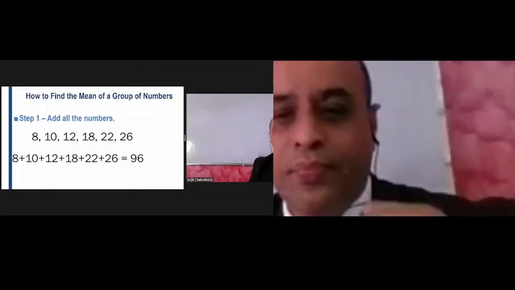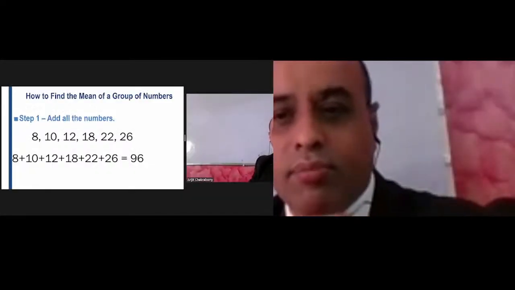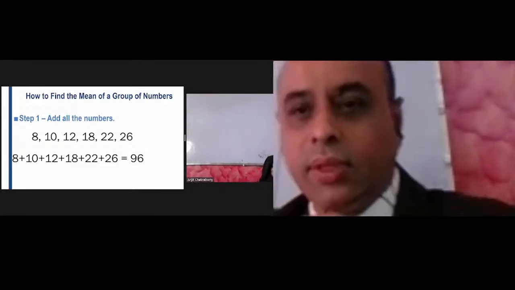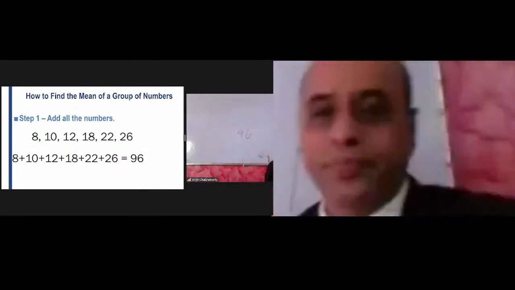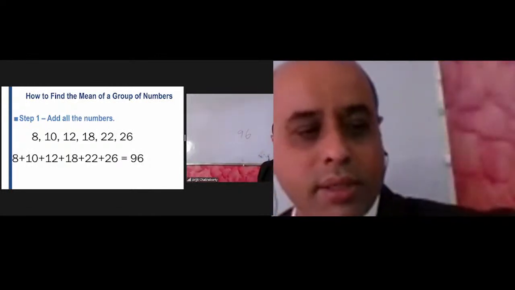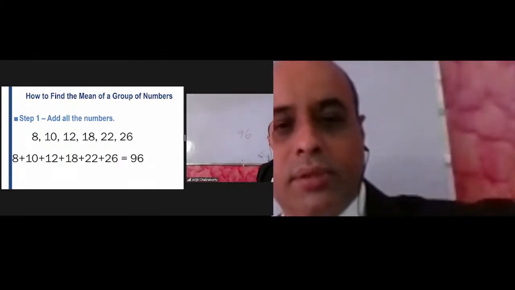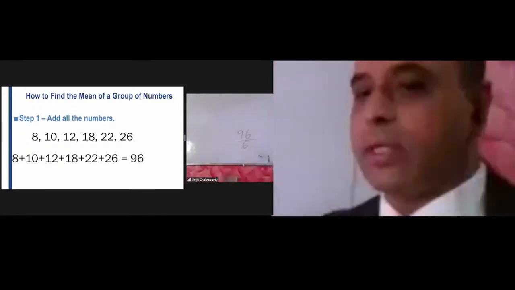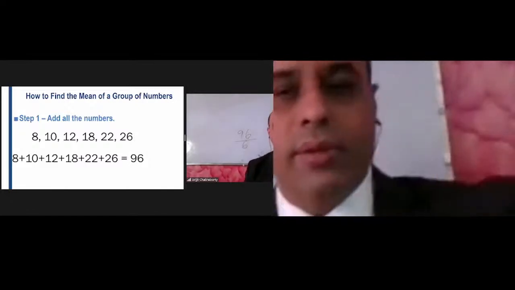Find out the mean, that is, once you get the total sum, the sum comes to 96. And how many numbers are there? 1, 2, 3, 4, 5, 6 numbers. So you divide 96 by 6. That gives you how much?